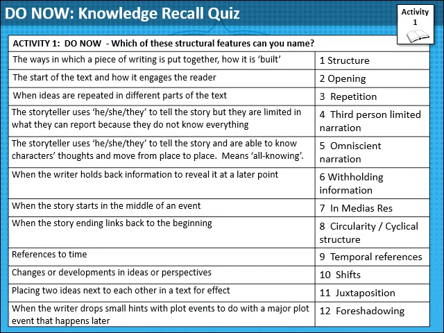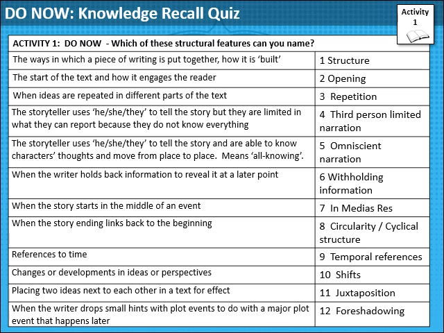The ways in which a piece of writing is put together, how it's built, is called structure. The start of the text and how it engages the reader is called the opening. When ideas are repeated in different parts of the text, that's called repetition. When the storyteller or the narrative voice uses he, she or they, but they're limited in what they can report, that's called third-person limited narration, and writers often use it when they're focusing on one character's point of view, but not using their own words.